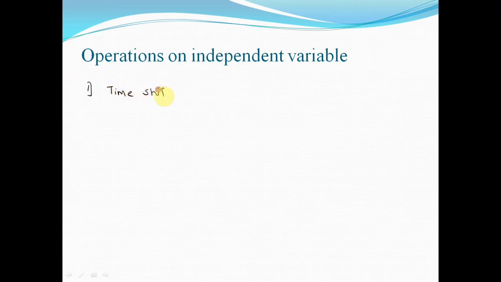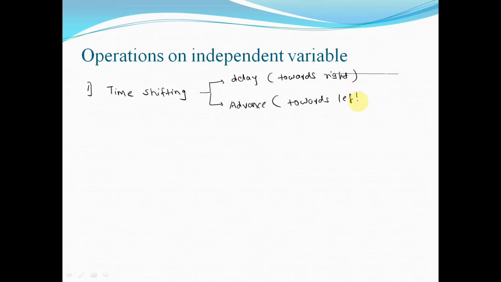In time shifting operation we can either shift the signal towards right or towards left. Depending upon that, again there are two types in time shifting. One is called a delay operation, in which we shift our signal towards right, and the second operation is called an advancing operation, in which we shift the signal towards left. So these are two basic operations, delay and advance, which come under time shifting.